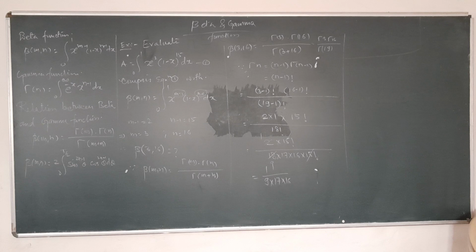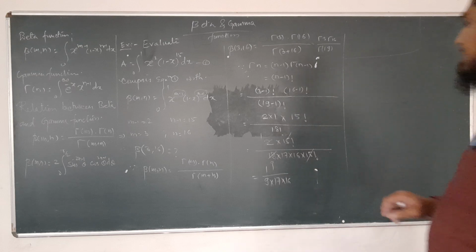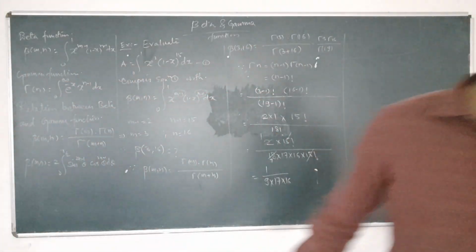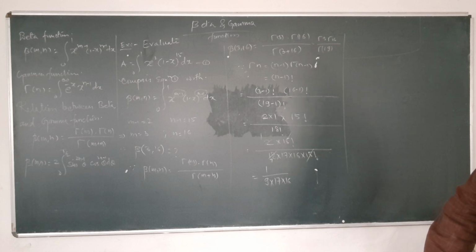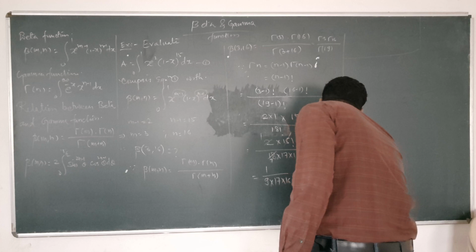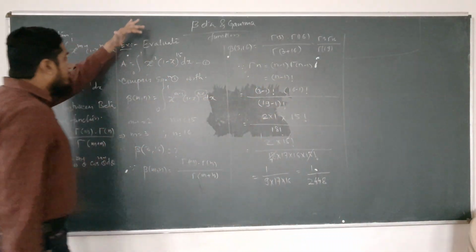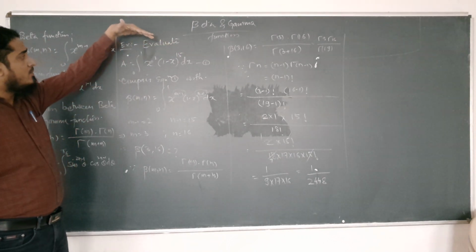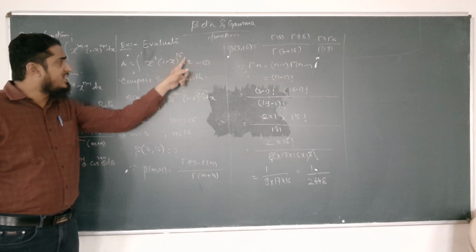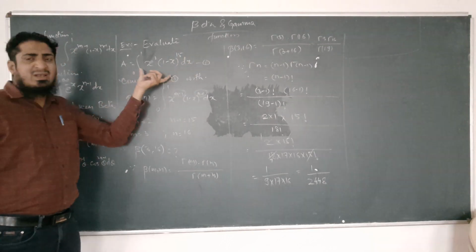What we have done? We have used the beta and gamma relation to solve this example. We will see the result. We have to evaluate the integration from 0 to 1, x square, (1 minus x) raised to 15, dx. We have to evaluate the value of this integration.